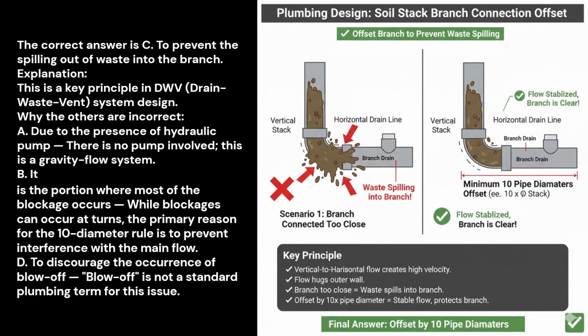This can cause several problems: siphonage of the branch's trap, blockage from solids being forced into the branch, or contamination of the branch line. The rule of thumb is to offset the branch by a distance of at least 10 pipe diameters downstream from the base of the stack. This allows the flow to stabilize and reduces the risk of waste entering the branch.